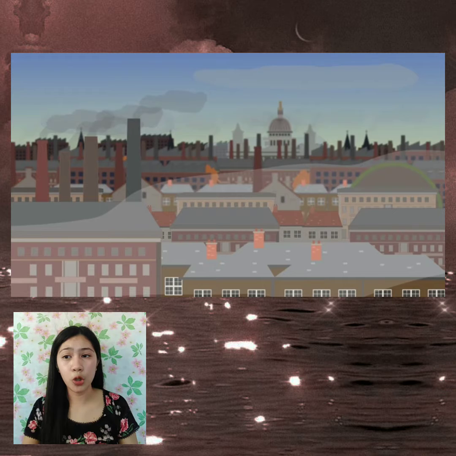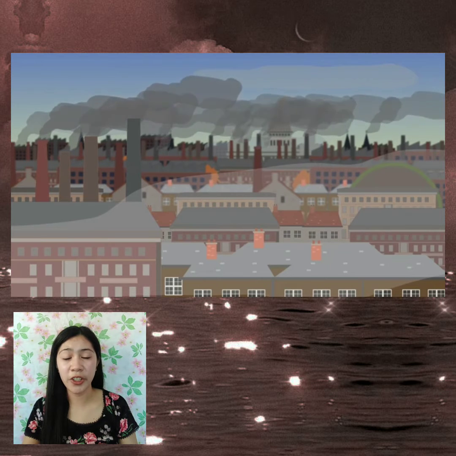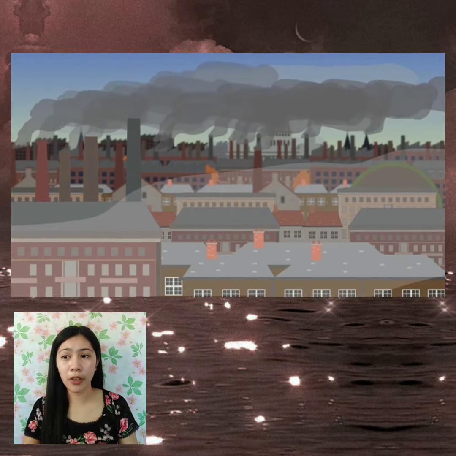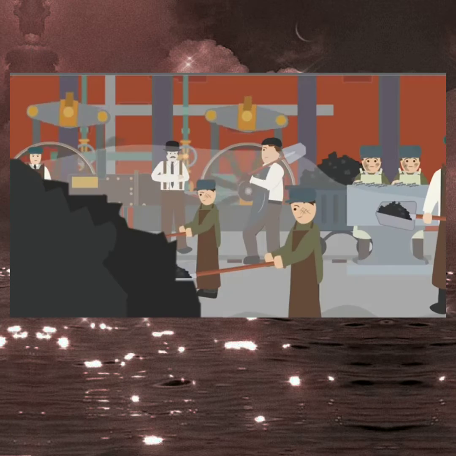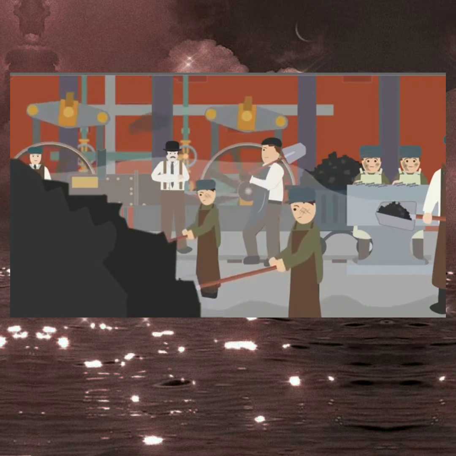Visually, the revolution was clear in the new industrial towns, with smoking factories dominating the skyline. The cities were horrible to live in: overcrowded, dirty, with dangerous conditions in the factories and strict rules and punishment.